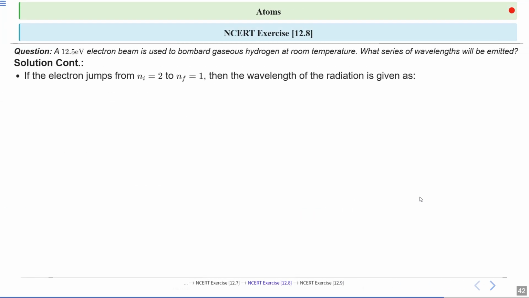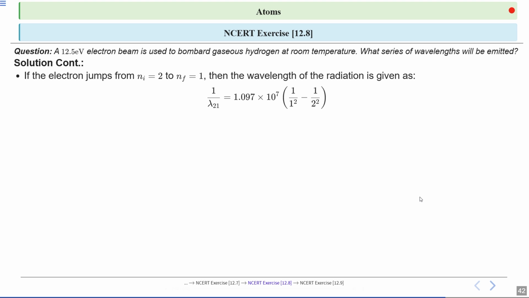Let's focus on one possible transition, when an electron jumps from the second energy level n equals 2 down to the first energy level n equals 1. This is called the transition from n initial equals 2 to n final equals 1. The wavelength of the emitted radiation for this transition can be calculated using Rydberg's formula, which relates the energy levels of hydrogen to the wavelength of light emitted. Here is the Rydberg formula for hydrogen, 1 divided by λ_21 for the particular transition from n equal to 2 to n equal to 1.